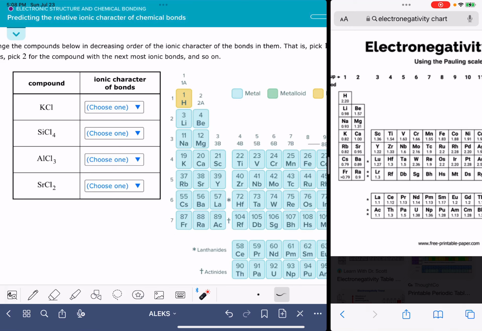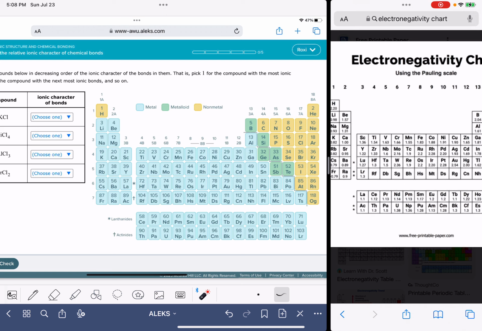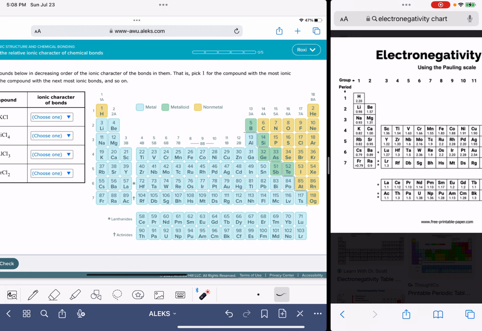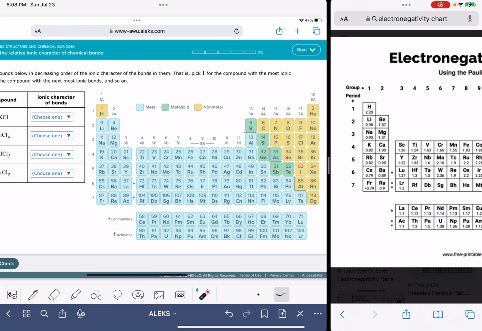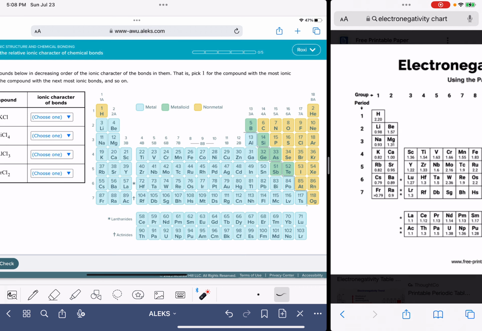In this video, I'll show you how to solve the ALEKS problem called Predicting the Relative Ionic Character of Chemical Bonds. To help you solve this problem, you are going to want to have access to a periodic table, and you might also need to have access to a table of electronegativities. I just did a Google search and pulled up the first thing that popped up. This looks like a periodic table, but it's got electronegativity values listed on it.